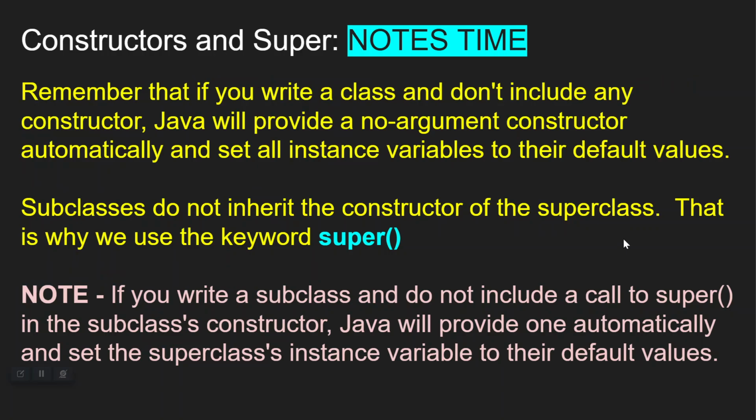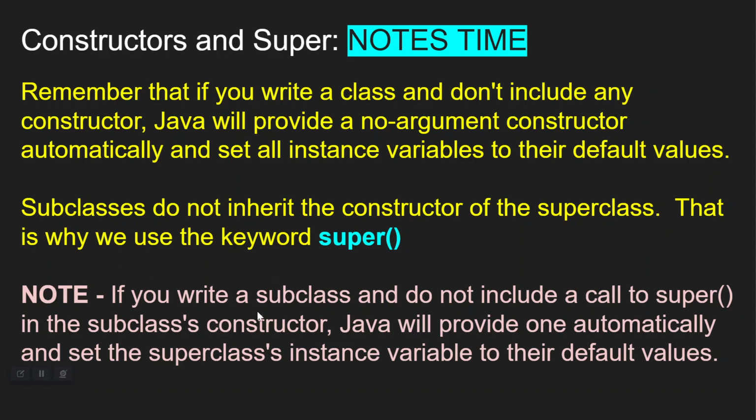All right, and there are a few other notes to keep in mind regarding constructors. If we go back to Unit 5, we learned that if you write a class and you don't include any constructor, Java will provide a no argument constructor that automatically sets the instance variables to their default values. Now, subclasses do not inherit the constructor of a superclass, so that is why we use the keyword super. This is what calls the superclass's constructor.